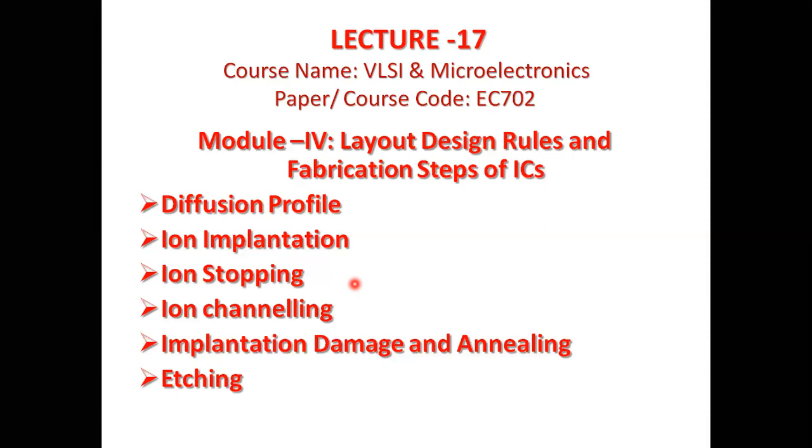Next, what is the utility of the mask? Then photoresist, which is mainly of the positive photoresist and the negative photoresist. Then the pattern generation, then oxidation. Mainly the oxidation is of thermal oxidation and the chemical vapor deposition. In thermal oxidation, we know there are two types of oxidation, such as the dry oxidation and the wet oxidation.